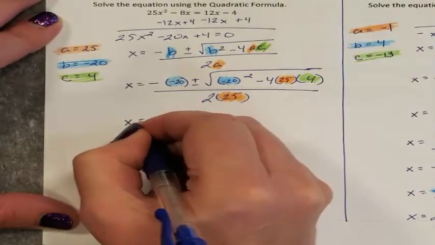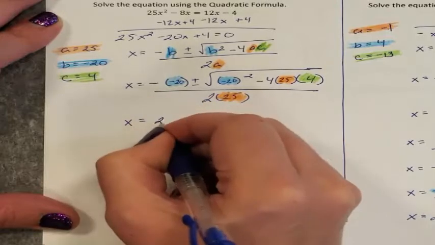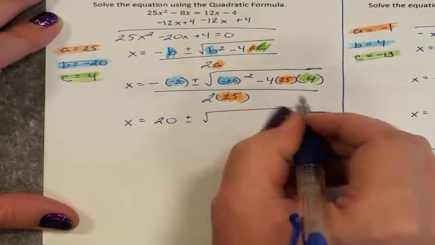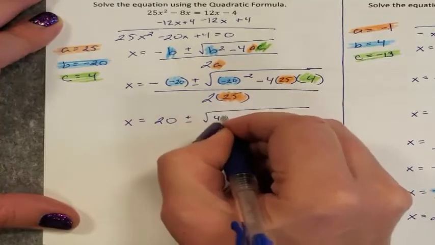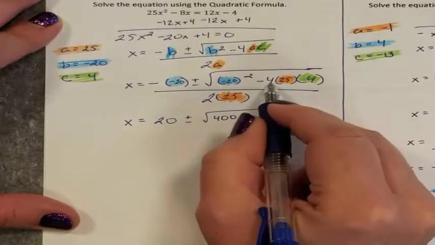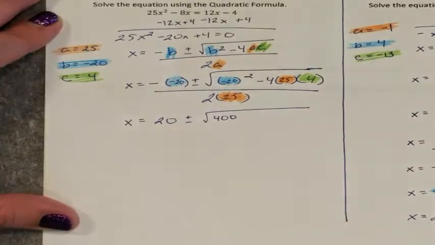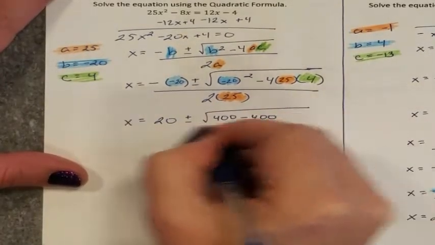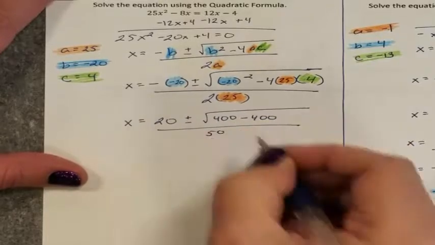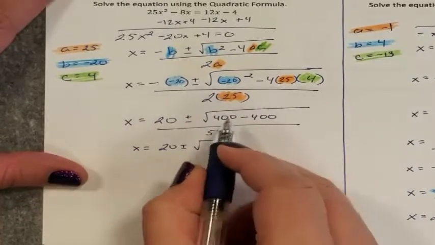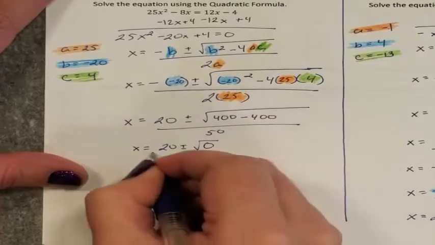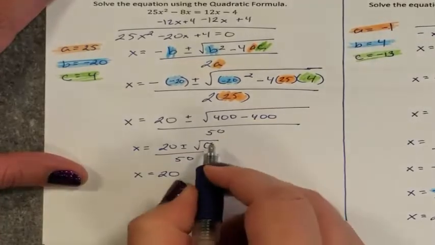So we're going to go ahead and simplify. The opposite of negative 20 is 20, plus or minus. The entire negative 20 raised to the second power is 400. We have negative 4 times 25 times 4, which is minus 400. All over 2 times 25 is 50. So we have x equaling 20 plus or minus the square root of 400 minus 400 is 0, all over 50. So what's the square root of 0?